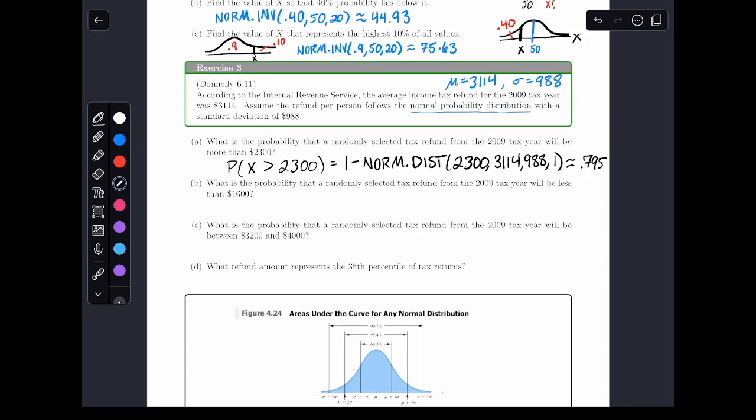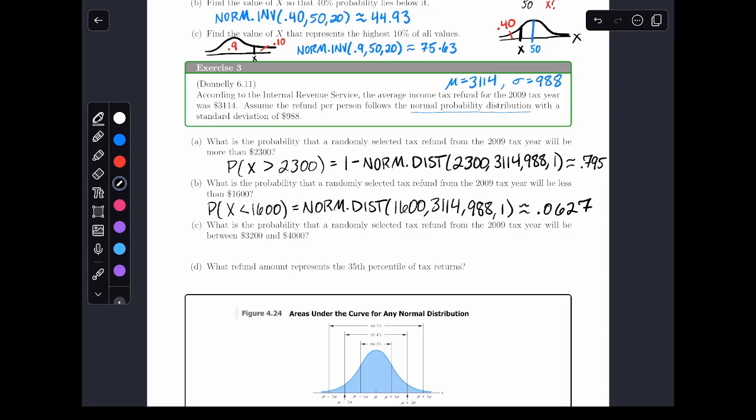Part B asks for the probability that a tax refund is less than $1,600. So that would be looking for an area to the left. So here we could do norm.dist of 1,600 and plug in our mean and standard deviation, and we need true at the end, that would give us the area to the left of this value. And this is about 0.06. So this would tell us there's about a 6% chance of having a tax refund that was less than $1,600.